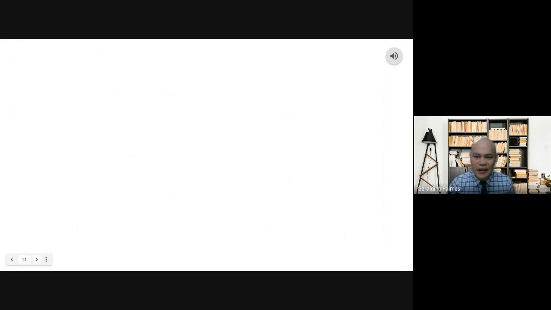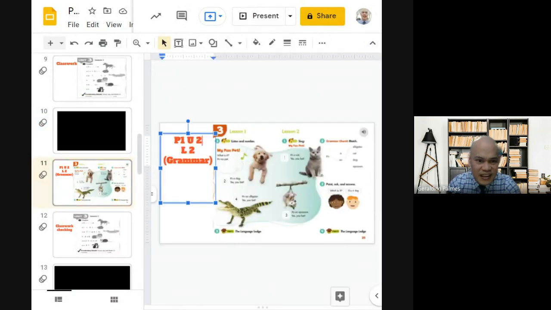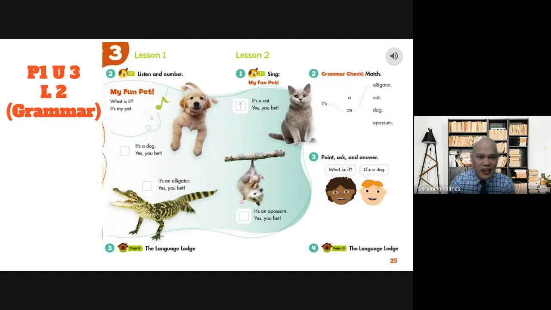All right, that's a song about the Unit 3 topic. We are learning, once again, about animals. For today, we are on Unit 3, Lesson 2, the grammar part. We already did our vocabulary last time. Today we will have our song and then the grammar about asking and answering questions regarding animals.